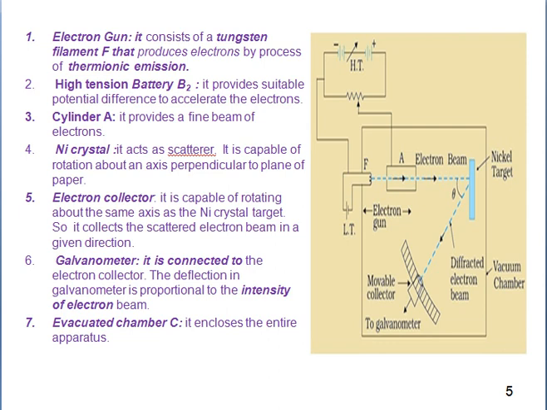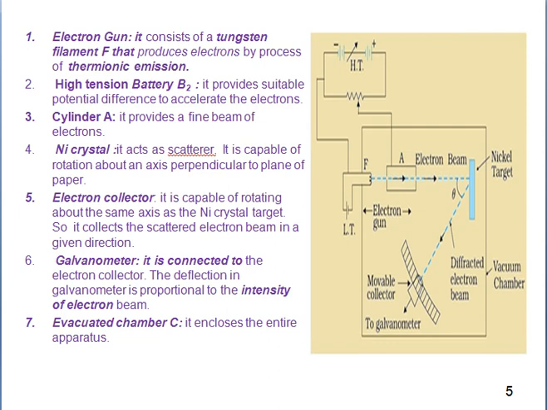The next one is the galvanometer. This movable collector is connected to the galvanometer. The deflection in the galvanometer is proportional to the intensity of the electron beam. It means the current we get in this galvanometer gives the intensity of the electron beam.